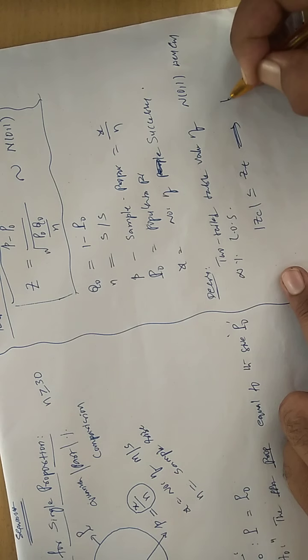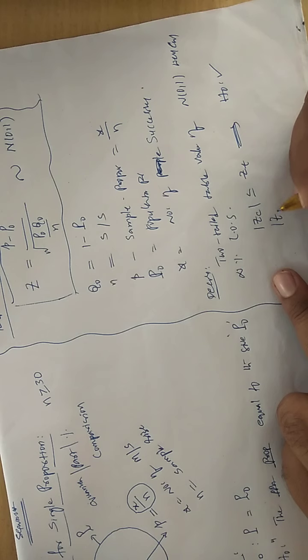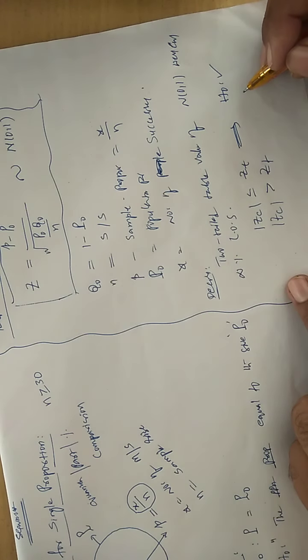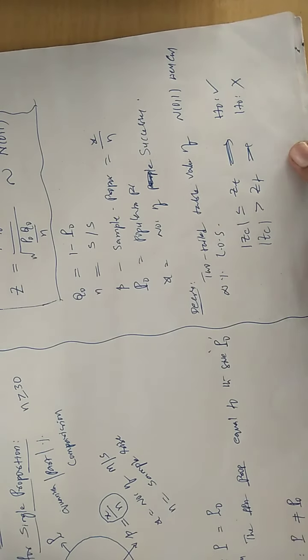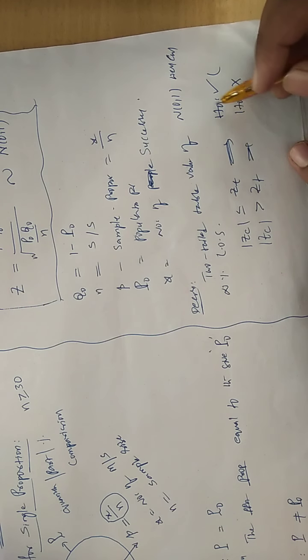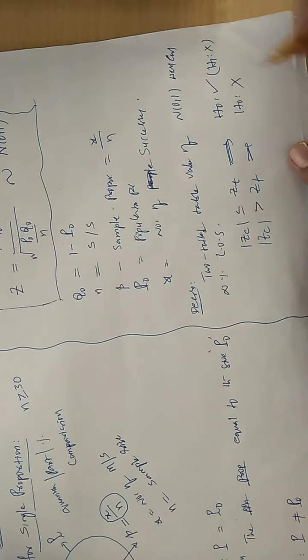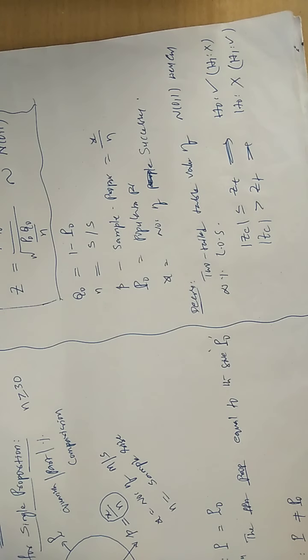So what is the decision making? You accept H0. If modulus of ZC is greater than ZT, so what is the decision? You reject the null hypothesis. So remember that indirectly, if you are accepting the null hypothesis, what are you doing here? You are rejecting the alternative hypothesis. Here also, if you are rejecting the null hypothesis, indirectly you are accepting the alternative hypothesis.